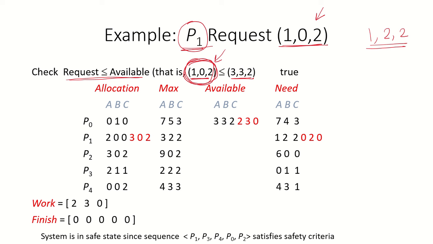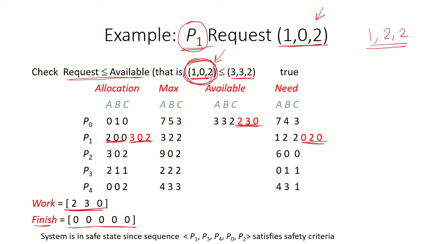So we pretend that we are giving this 102 to P1. Currently it was having 200, now we have given it 102, so the allocation has become 302. Available will be subtracted by this request, so it will become 230, and need will also be subtracted by the request, so it will become 020. Now my work is 230 and my finish is initialized to false.